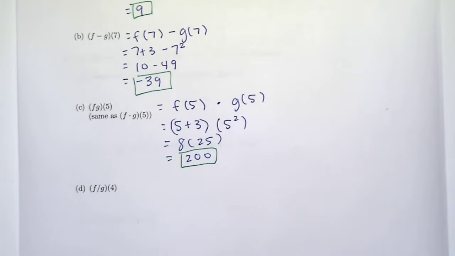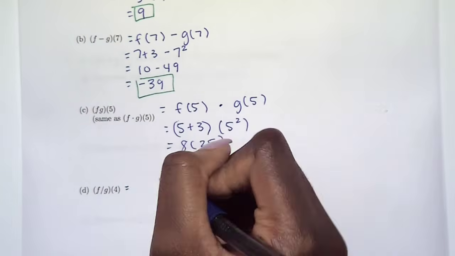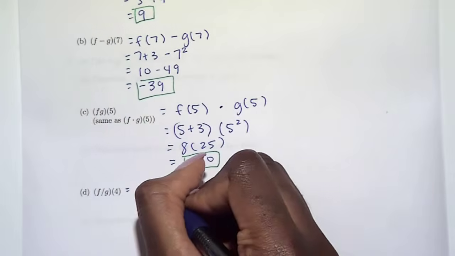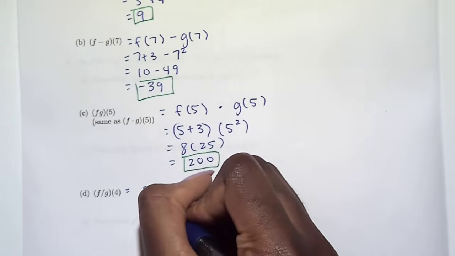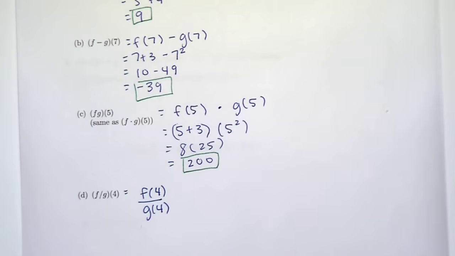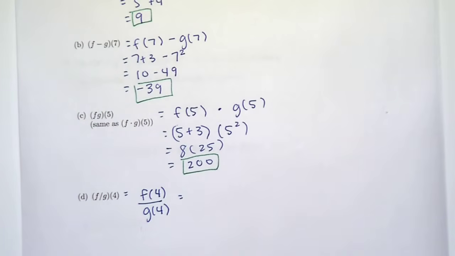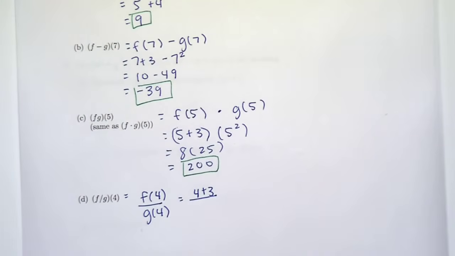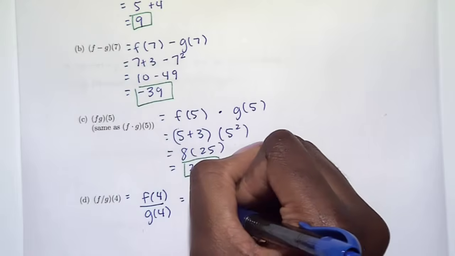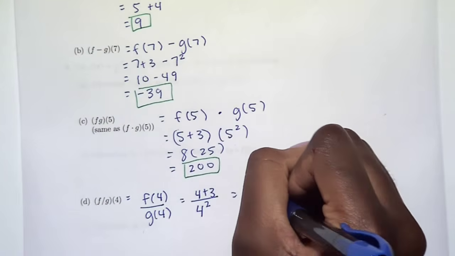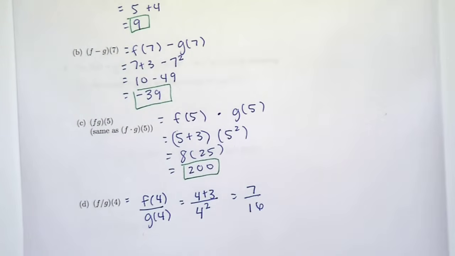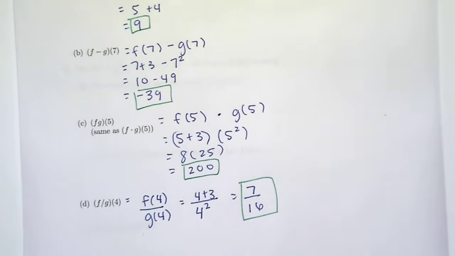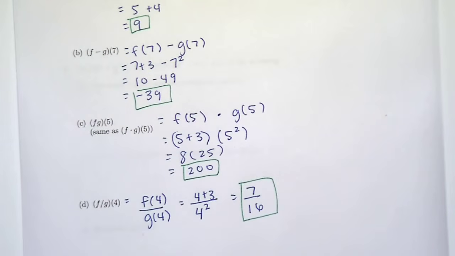All right, and finally, division works the same way. We're going to do f of 4 divided by g of 4. Okay, so plugging 4 into f, and then plugging 4 into g. 7 over 16. Okay, so all of these are pretty straightforward, but I do have to point something out with D.